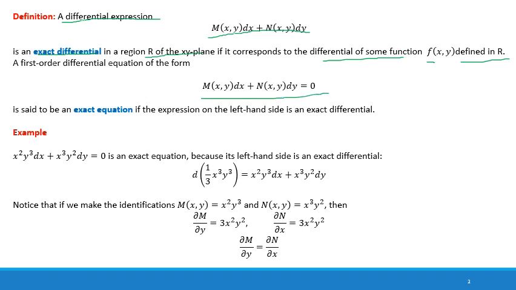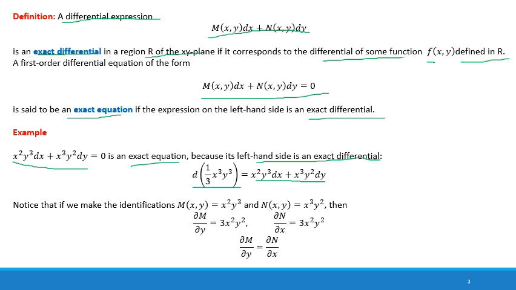A first order differential equation of the form is said to be an exact equation if the expression on the left hand side is an exact differential. For example, we have this differential equation and it is an exact equation because its left hand side is an exact differential. We can write the left hand side of the differential equation as an exact differential like this.